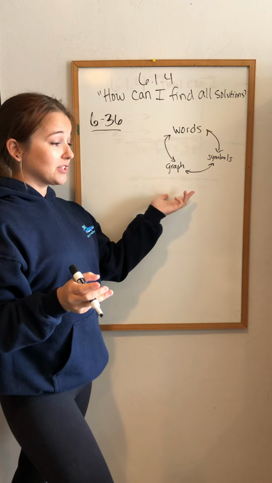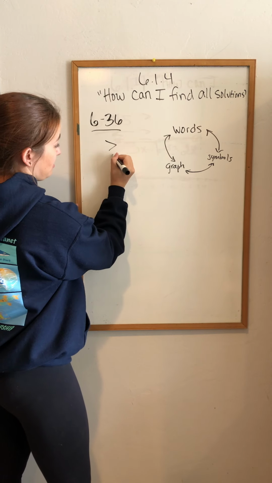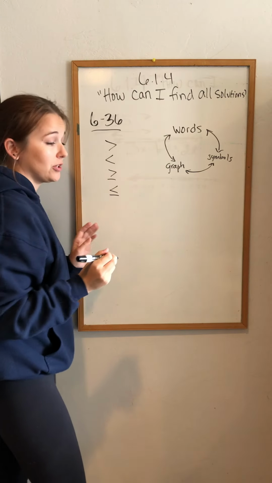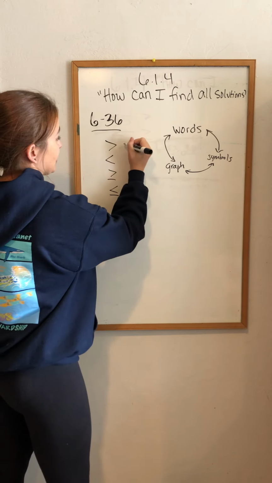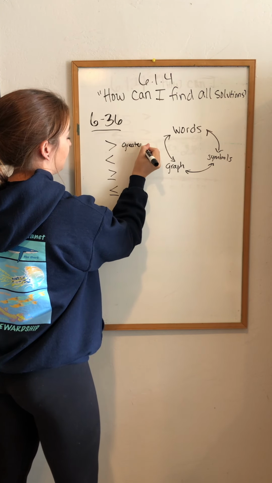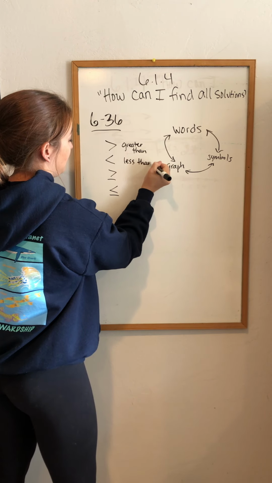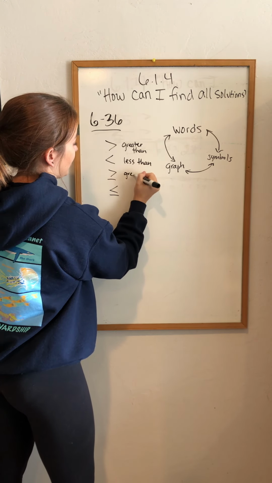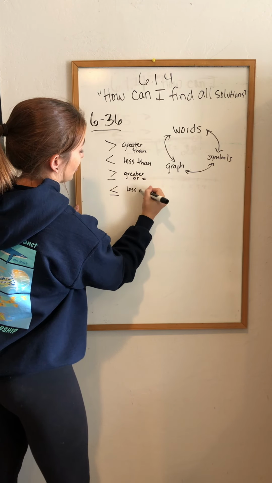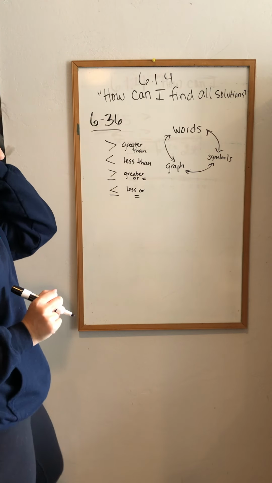So it says review the meanings of the inequality symbols, greater than, less than, greater than or equal to, and less than or equal to. So we know what those mean. So this is greater than, less than, greater than or equal to, less than or equal to. Okay, if you want to pause there to write that down, you can.